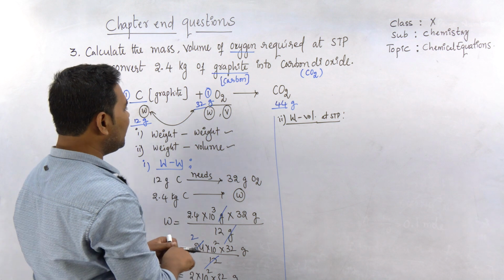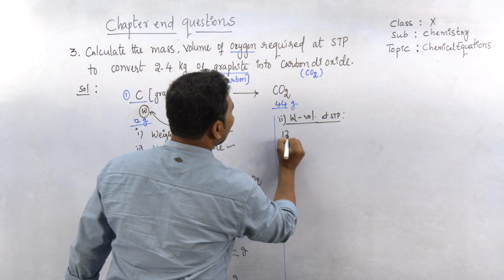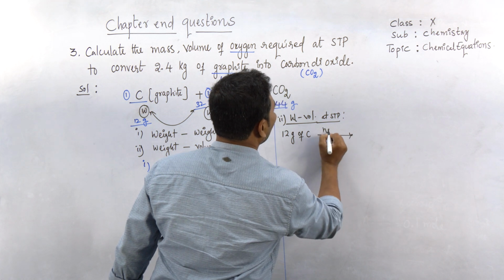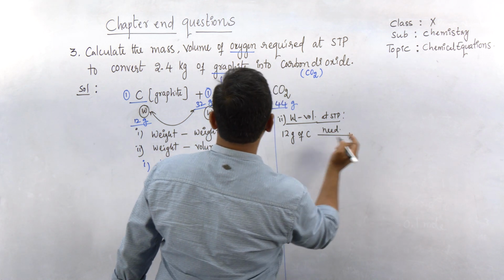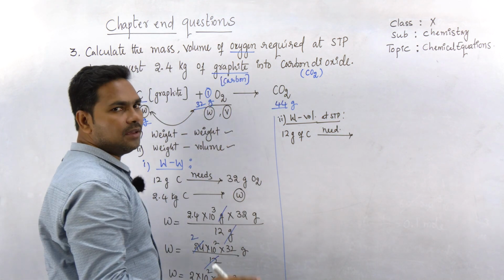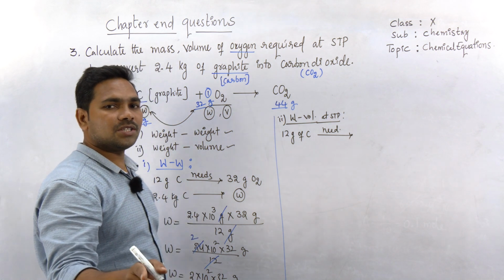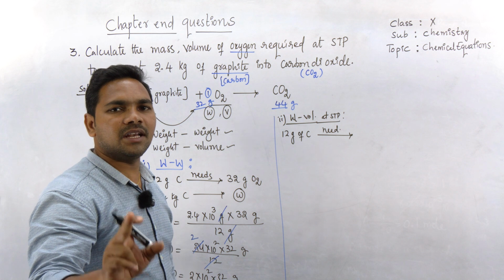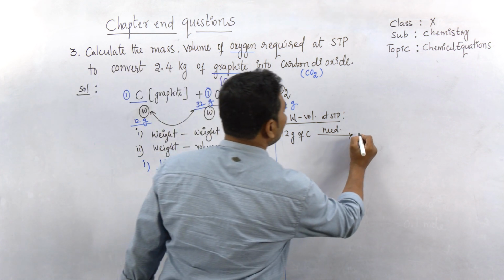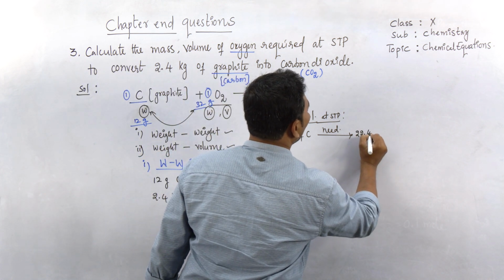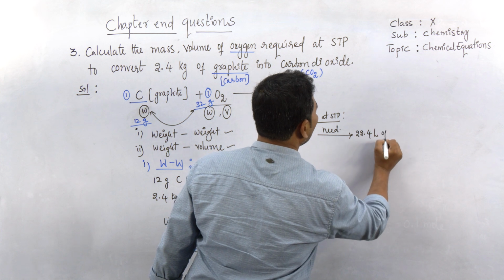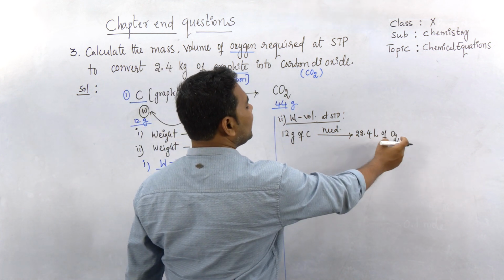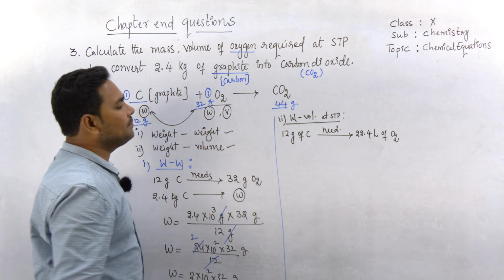So 1 mole carbon weight is how much? Let's write 12 gram of carbon needs what? 1 mole oxygen at STP. Not just oxygen but 1 mole of any gas at standard temperature and pressure occupies 22.4 liter. Here it is oxygen. So 12 gram carbon needs 22.4 liter of oxygen because 1 mole is needed, right?